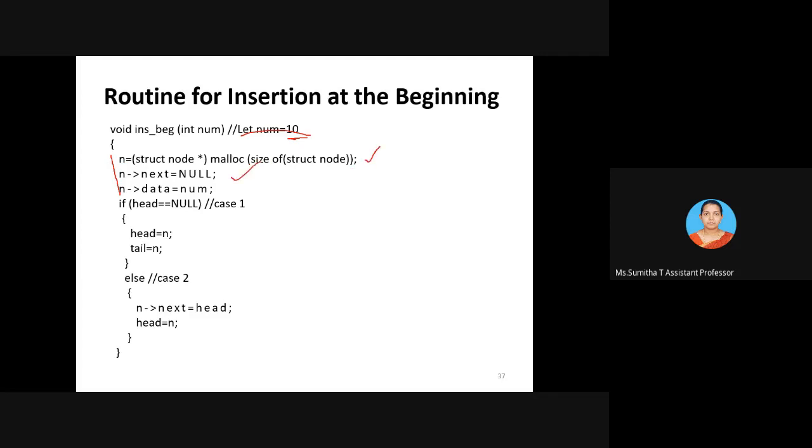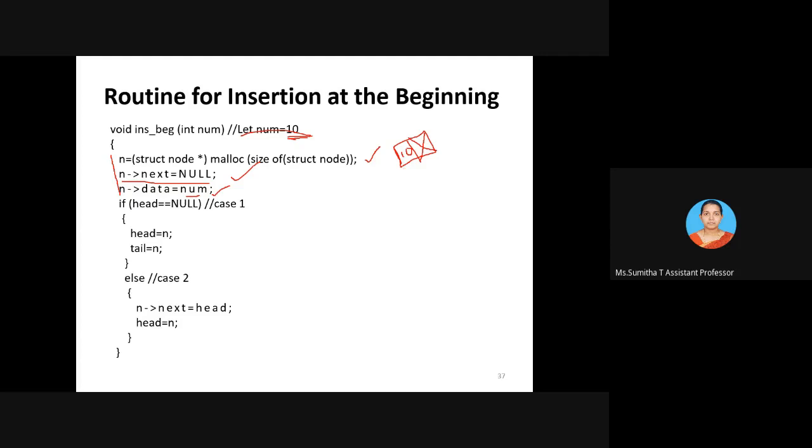In that, I am declaring the next field as null, and the data is num. In this num, I am just assigning the value 10. Okay, now clear. A particular node is created. Is it created? Yes. Now the node is created with a value of 10. Then the pointer value, that is the next field, is null. I declared n arrow next is null, that is only created here.